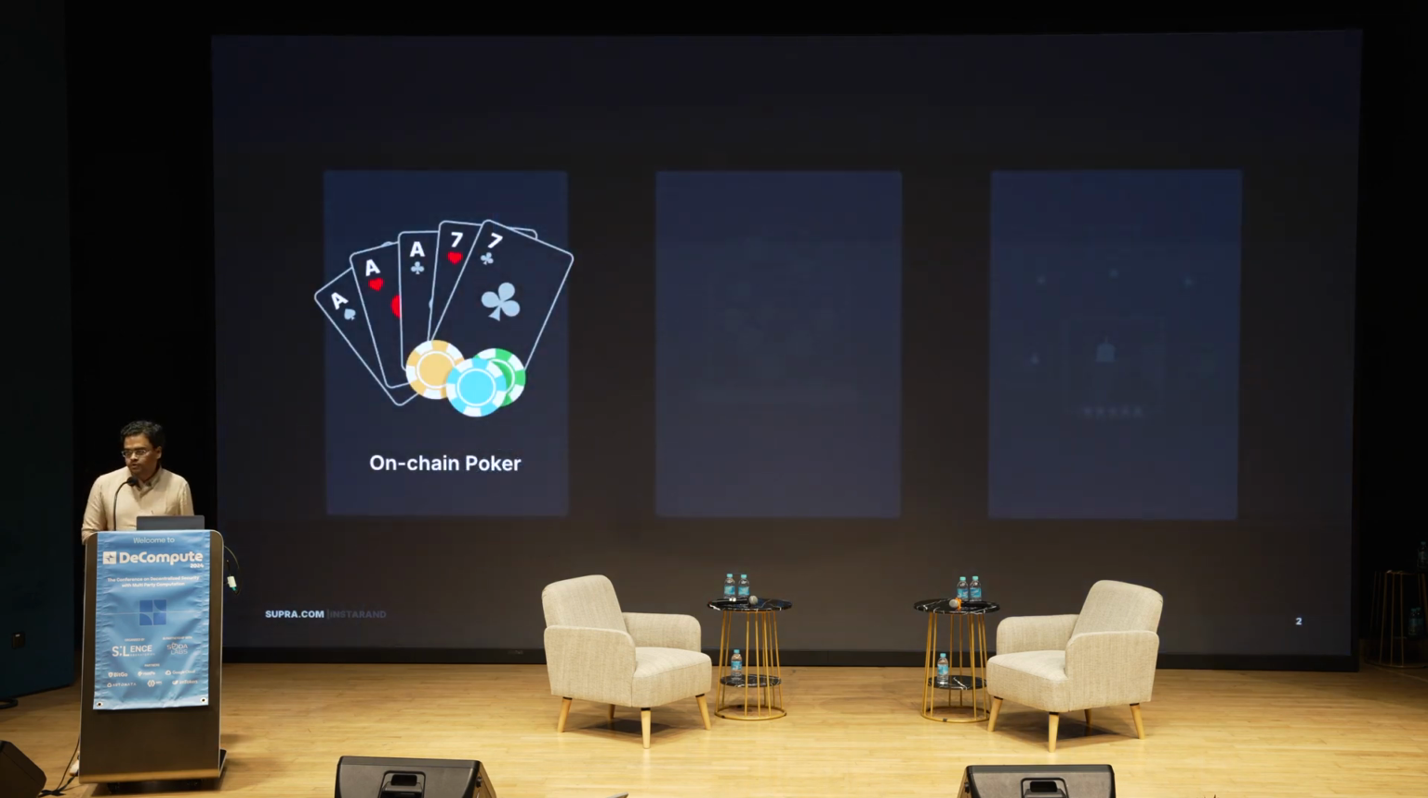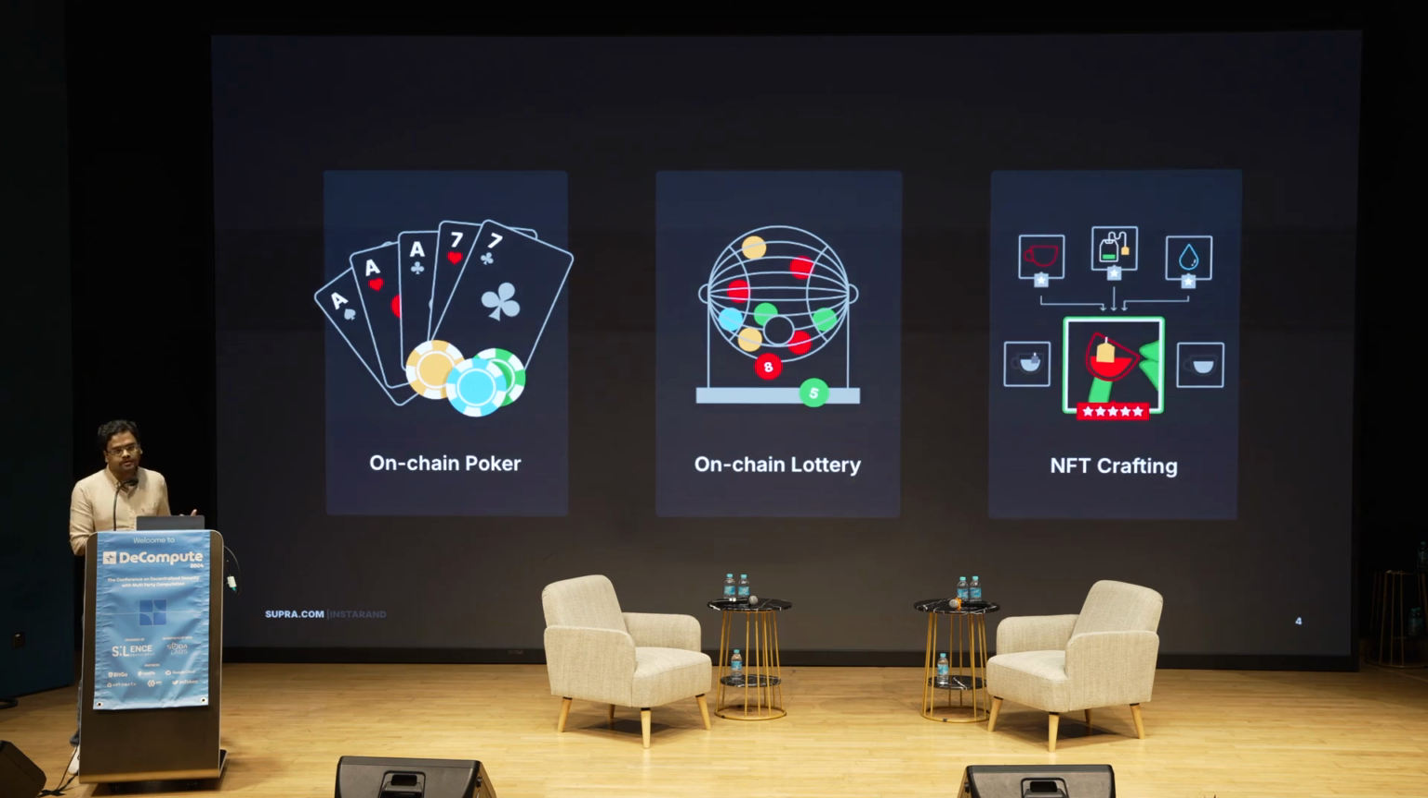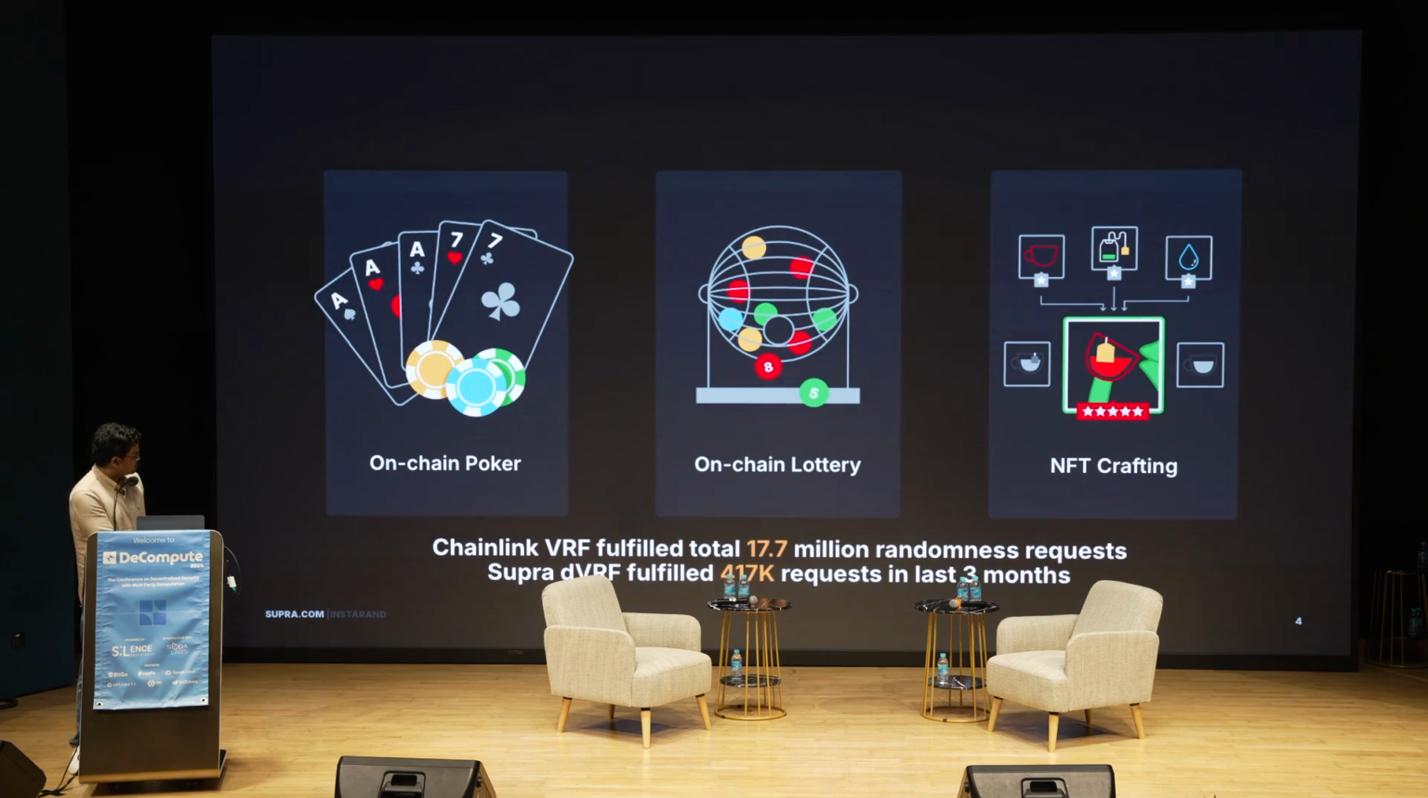Before going into instantly verifiable randomness, I'll talk about on-chain randomness. We all know that on-chain randomness is useful. For example, you can play on-chain poker, on-chain lottery, and you can also mint NFTs in your favorite on-chain game. Recently, Chainlink showed that they fulfilled around 17 million randomness requests, and Supra DVRF also fulfills around 400,000 requests every 3 months. So there's a lot of demand for on-chain randomness.